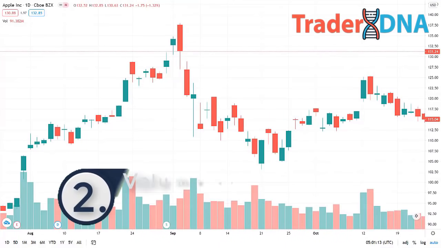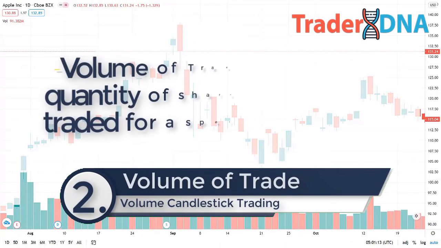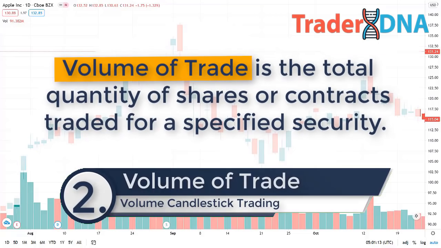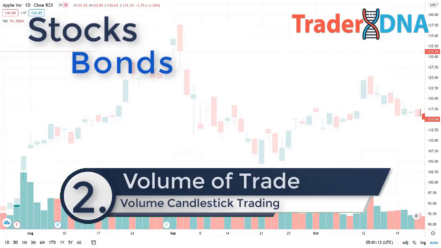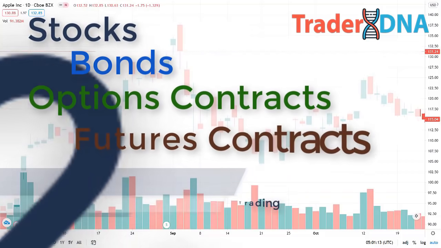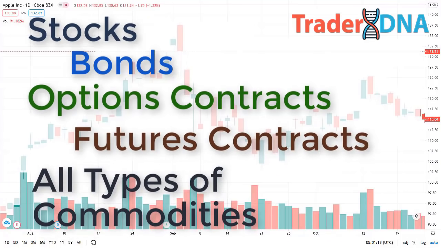And now, what is volume of trade? Volume of trade is the total quantity of shares or contracts traded for a specified security. It can be measured on any type of security traded during a trading day. Volume of trade, or trade volume, is measured on stocks, bonds, options contracts, futures contracts, and all types of commodities.